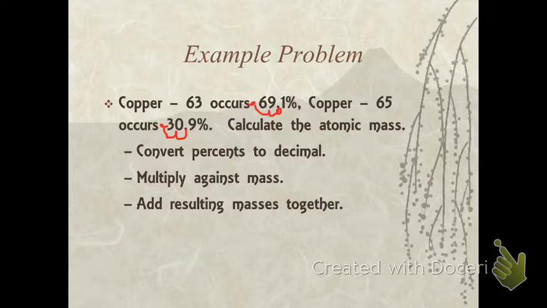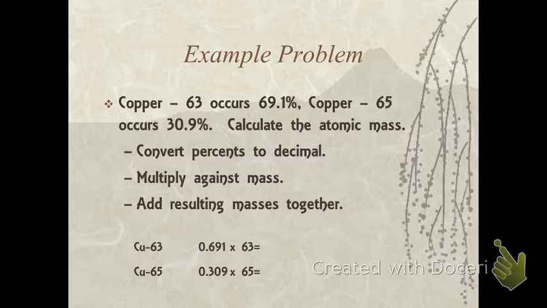Okay? So what we've got is copper-63 and copper-65. And they're now decimals. We changed the percent to a decimal. So we have 0.691 and 0.309. So what we need to do with each of those decimals is multiply it against the mass. So here's the easy question. What's the mass of copper-63? Well, it's 63. And copper-65? It's 65.